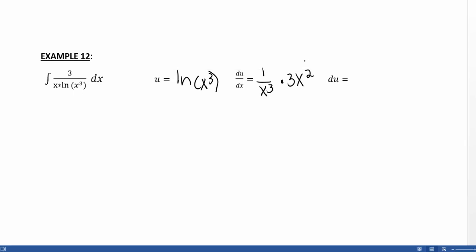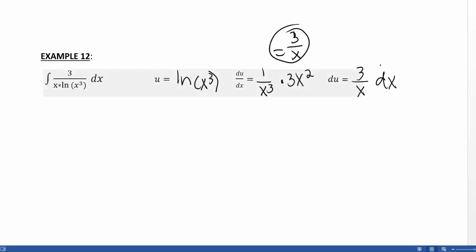So here we can simplify this. So we have 3x squared over x cubed. That's the same thing as 3 over x. When you simplify, the 3 goes in the numerator and the x squareds cancel, leaving you with just one x in the denominator. So that means your du is 3 over x dx.